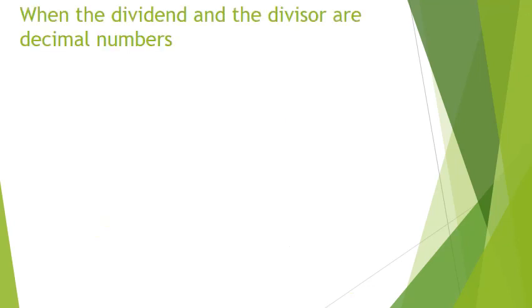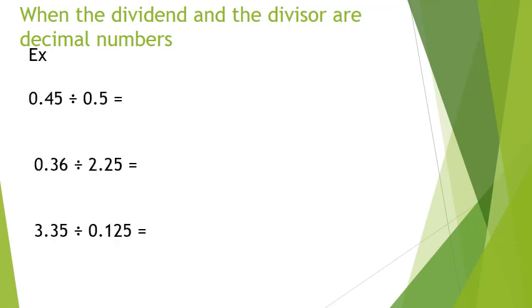How about if the dividend and the divisor are decimal numbers? Here we have 3 examples. The first one, 0.45 divided by 0.5. We can divide. We have one step before dividing. To get rid of that point, we must multiply by 100. So we move the point 2 steps to the right. The numbers will become 45 divided by 50.